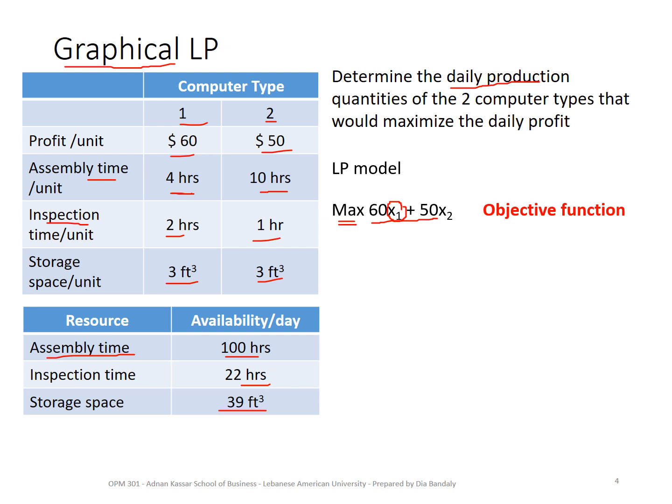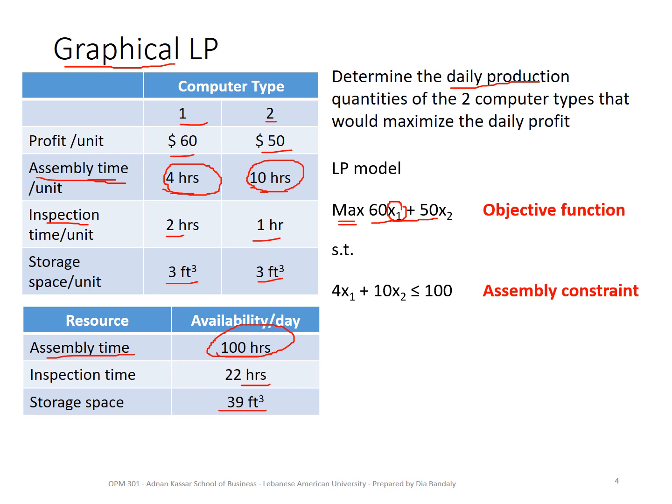Now, st, meaning subject to or such that, whatever you want, you put between the objective function and the constraints. What's the first constraint? I want to look at the assembly time. I have a maximum of 100 hours. And how much do I use? I need 4 hours for type 1, so if I make x1 of type 1, that means 4 times x1. And I also need 10 hours for type 2, so if I make x2, that means 10 times x2. So their sum should be less than or equal to 100. Here we go.